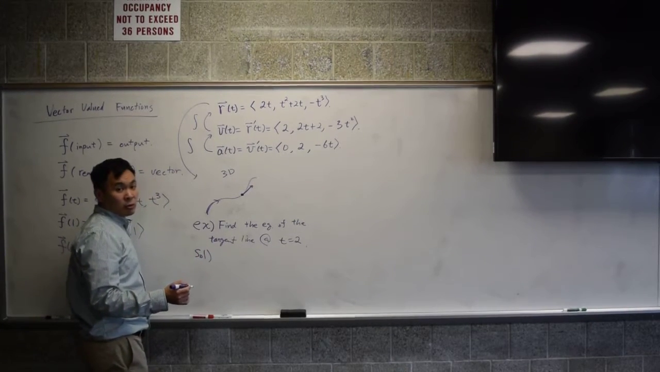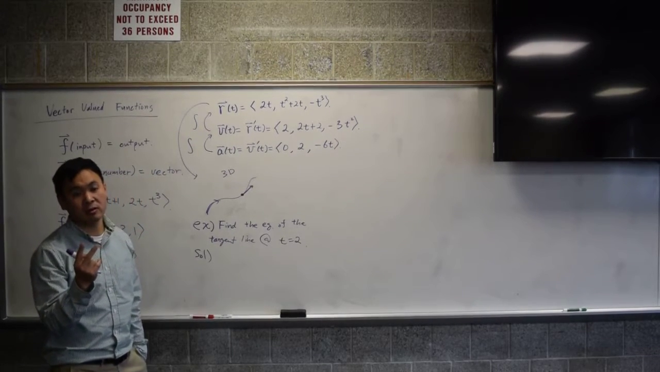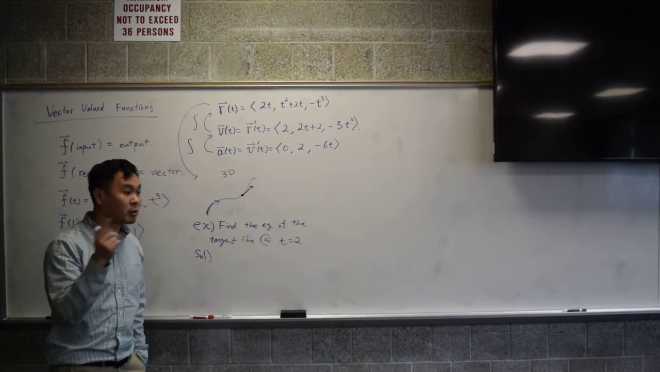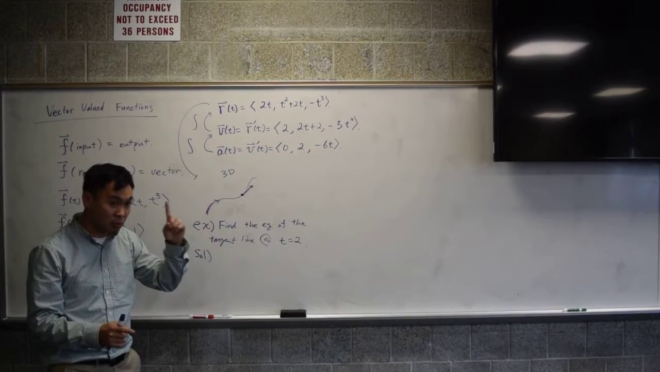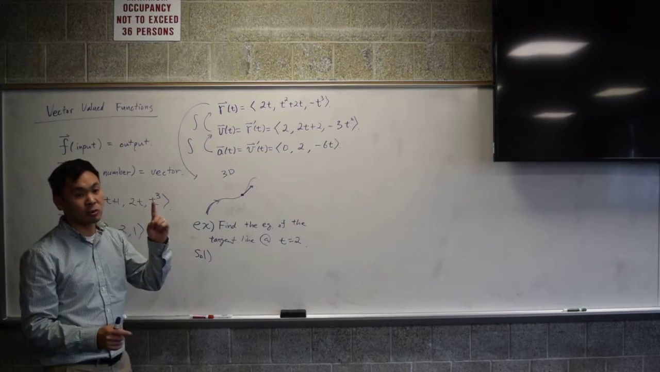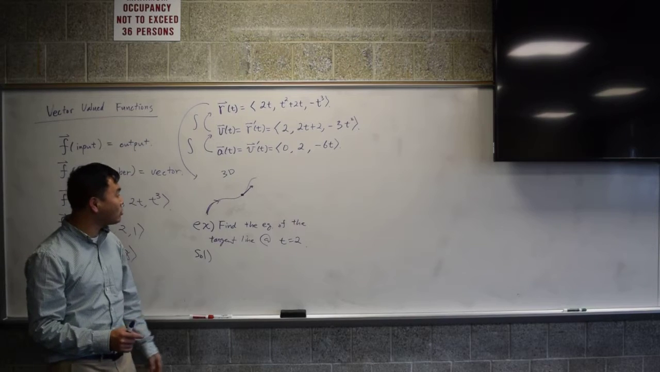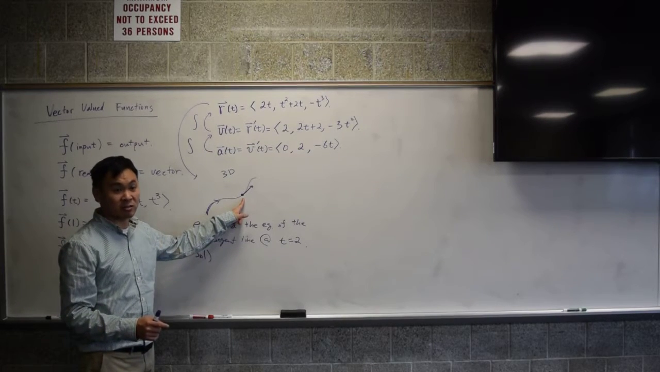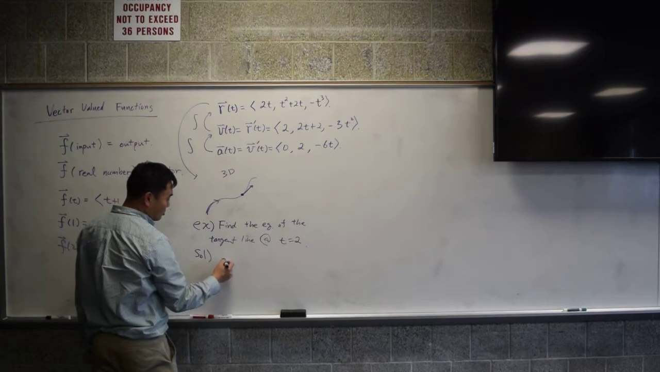In order to come up with the line equation, you need two things. What are those two things? Position. You need a point on the line, at least one point. And then what else? Direction. The direction will be given by our velocity vector. So let's use it. v of t should be the direction.